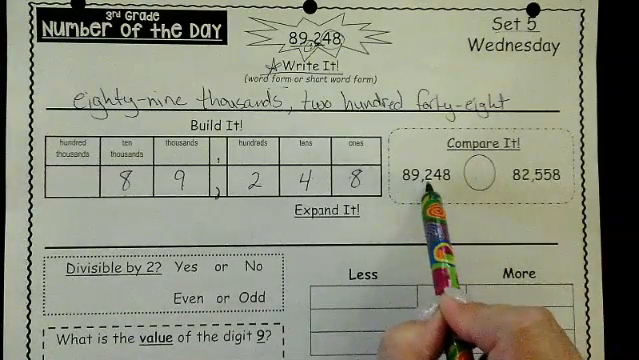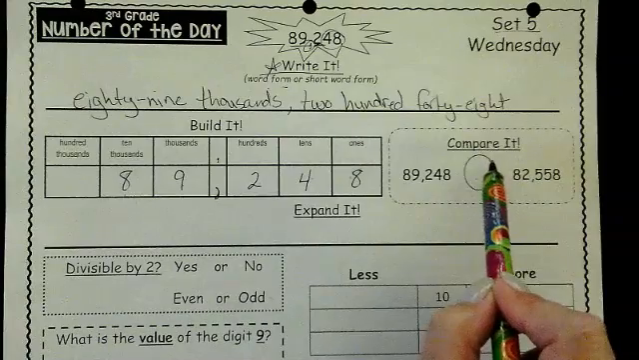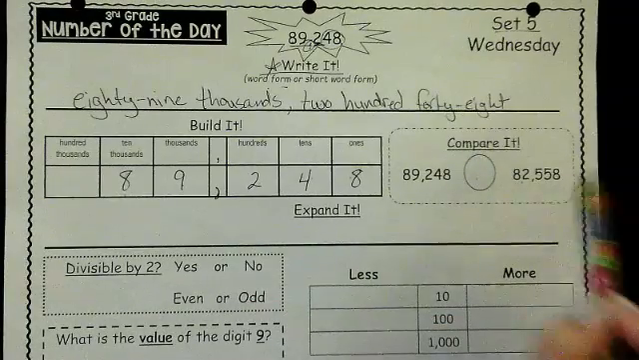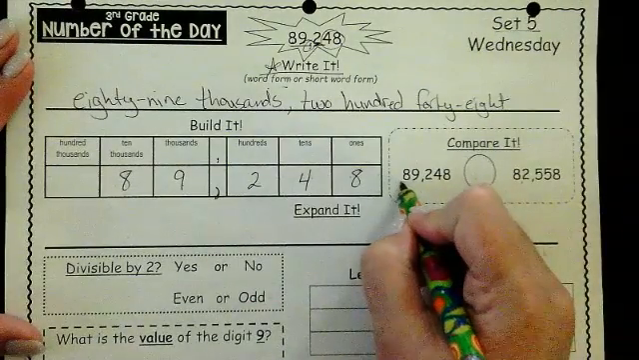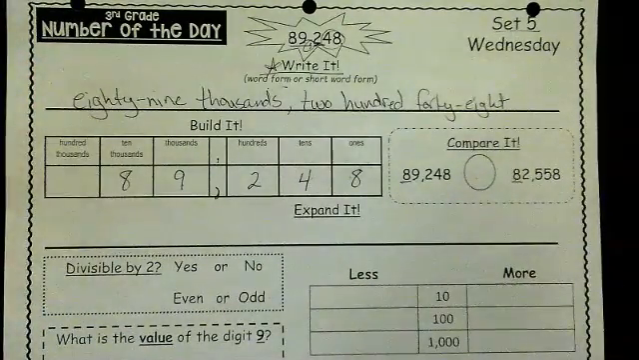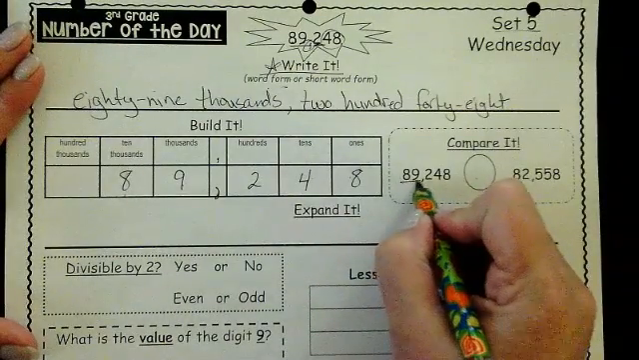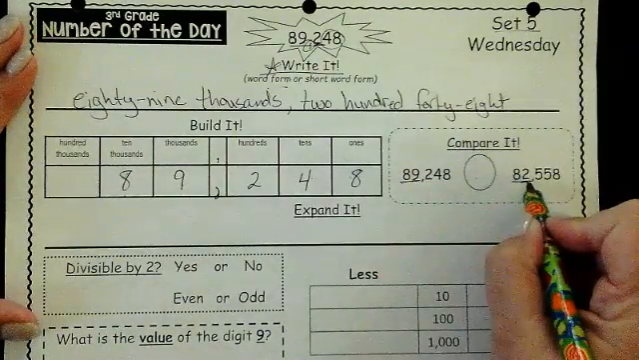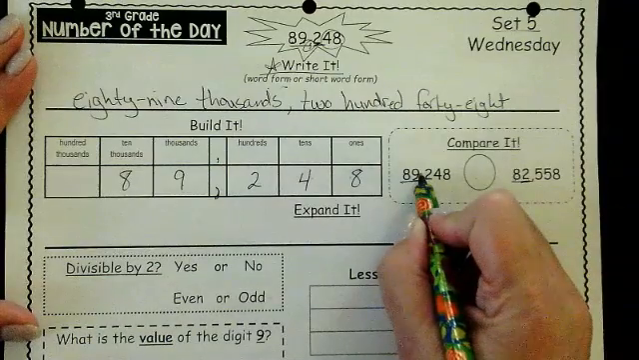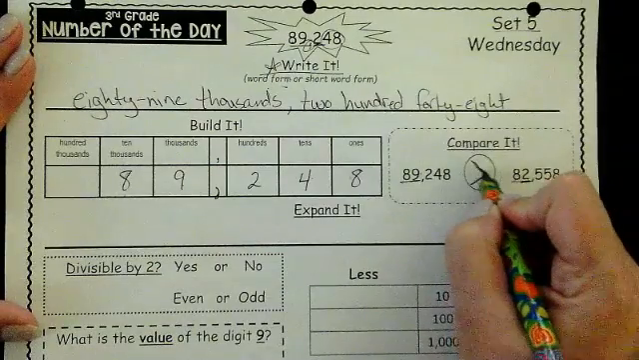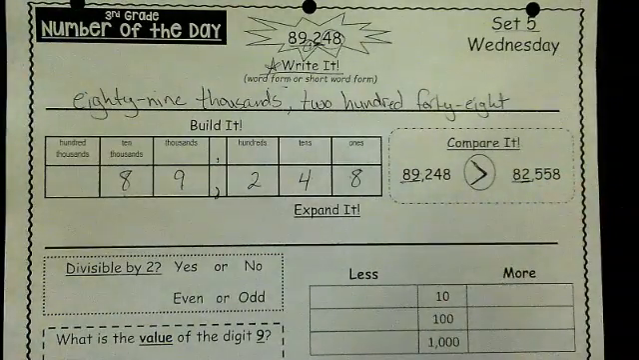Now I need to compare it. Is 89,248 greater than, less than, or equal to 82,558? Well, I'm going to start at my largest place value, and that's my 10,000s place, and they both have the same number, so that doesn't help me compare. So I'm going to move to the thousands place. On this number, I have a 9 in the thousands place, and on this one, I have a 2. Well, 9 is greater than 2. It's bigger. So this number is larger or bigger or greater than the other. There you go. We've compared it.